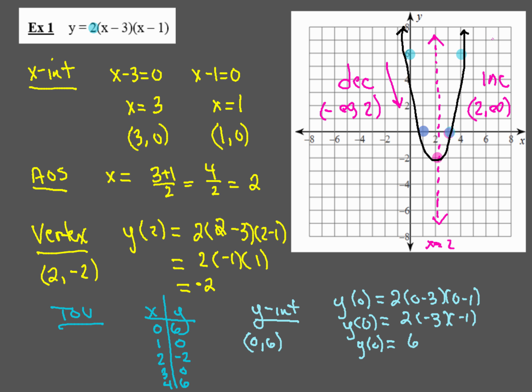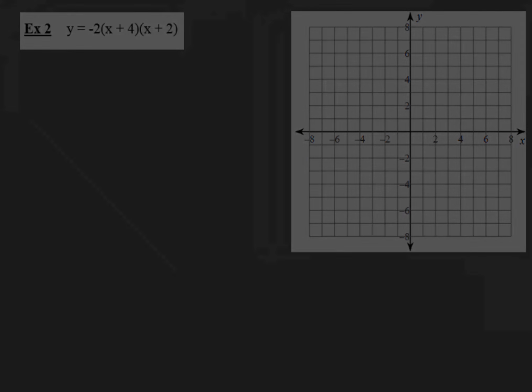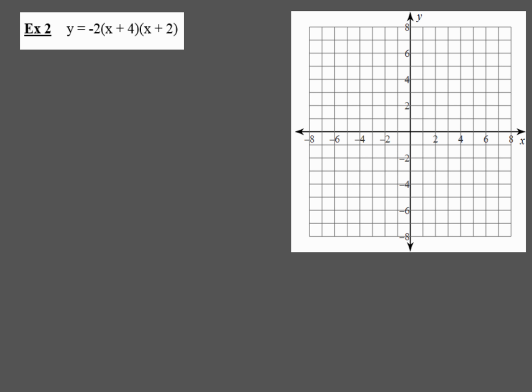Now let's take a look at one other example together. If you think you have it, go ahead and do this example totally on your own, and then hit pause. When you're done, come on back and let's see how you did. If you want to go through it together, here we go.